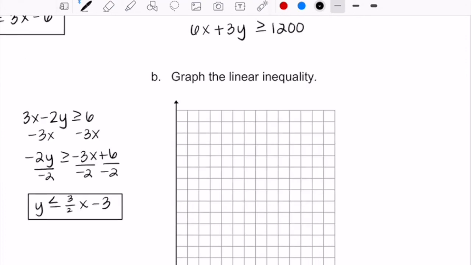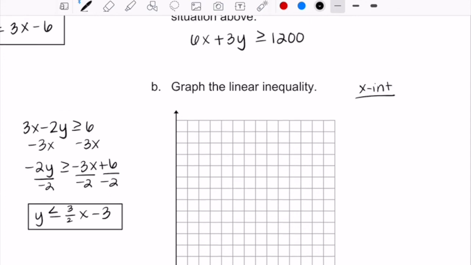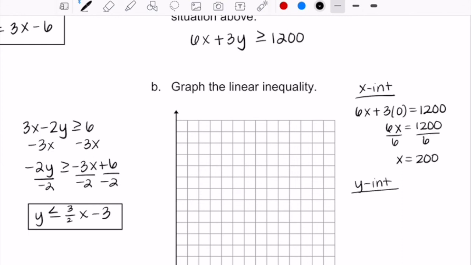You could graph this linear inequality by putting it in slope-intercept form, or you could graph this linear inequality by finding the x and y intercepts. So remember, to find the x-intercept, you're going to put a 0 in for y, and then 3 times 0 is 0, and then I'll divide by 6. So on this one, I'm going to get that the x-intercept is at the point (200, 0). To find the y-intercept, I'll do the opposite. I'm going to put the 0 in for x. 6 times 0 is 0, and then I'll divide both sides by 3. So the y-intercept for this graph will be at (0, 400).